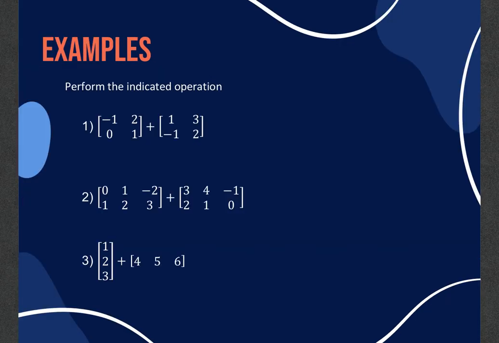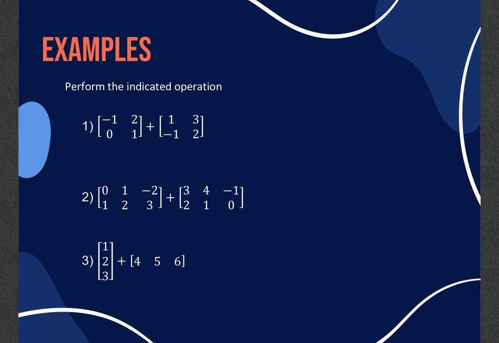So the instructions will just say perform the indicated operation, and it's either going to give you something like this or you'll see a change in instructions in just a second. But these are your two matrices. The first thing you want to ask yourself is, can I do it before you even start? Can I add a 2 by 2 to a 2 by 2?